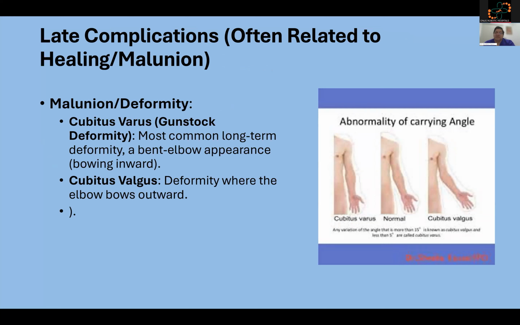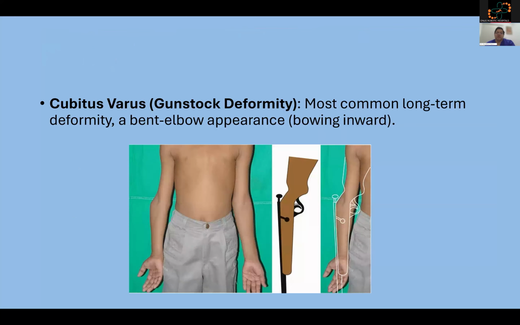But most of the time you might face late complications, often related to healing and malunion. Usually supracondylar fractures don't go into non-union; most commonly they go into malunion. One malunion is cubitus varus, that is gunstock deformity, or cubitus valgus. In cubitus varus, post-injury, your elbow gets deformed like a .303 rifle gun shape, which is why it is called a gunstock deformity.